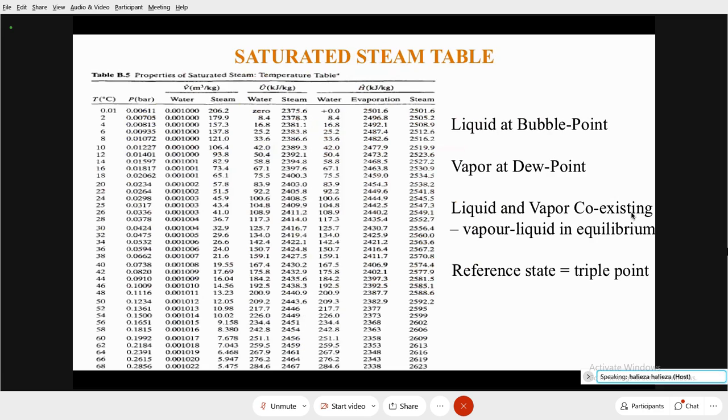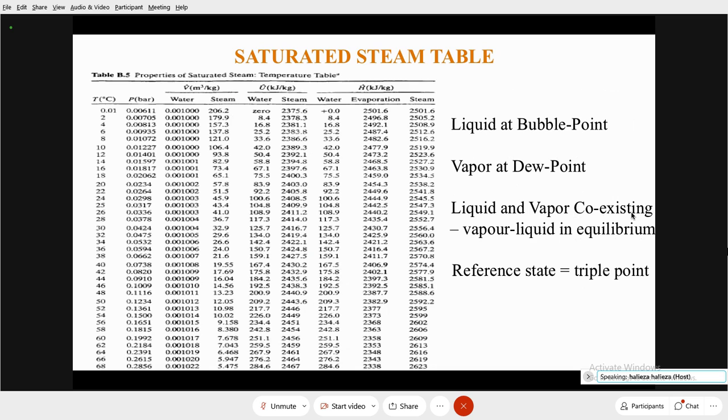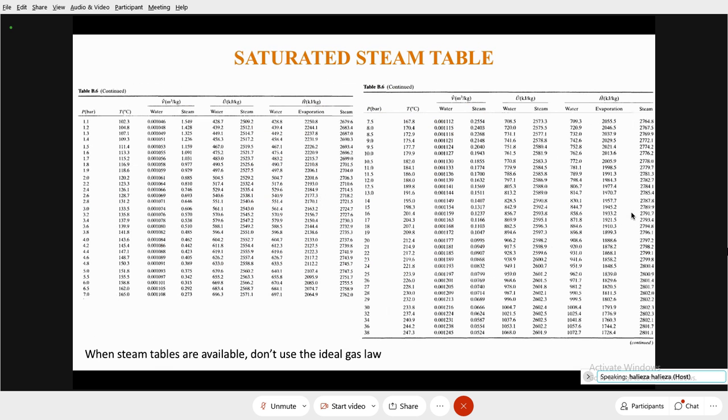Okay, this is the saturated steam table. This is from appendix B5 of your textbook. We looked at this just now when we were doing example 752. So this is the steam table. The reference state is the triple point. I did mention that. This is again a continuation of the steam table.